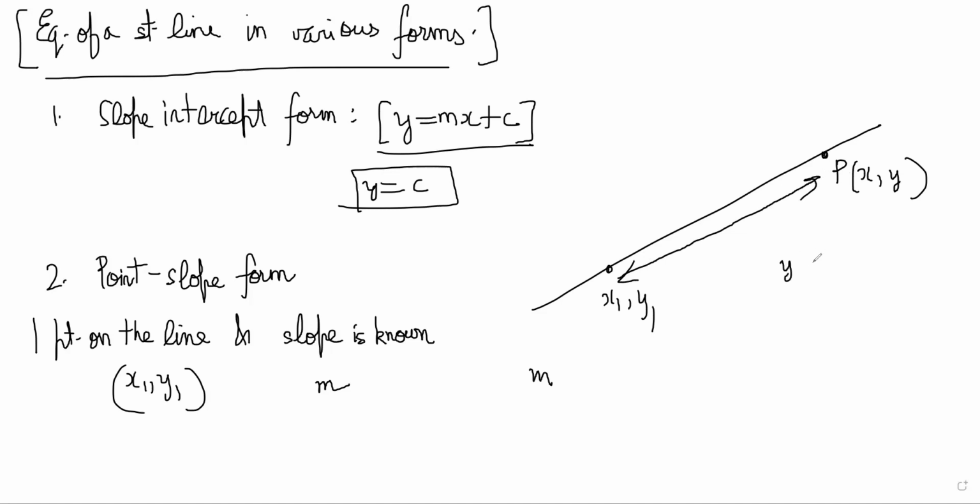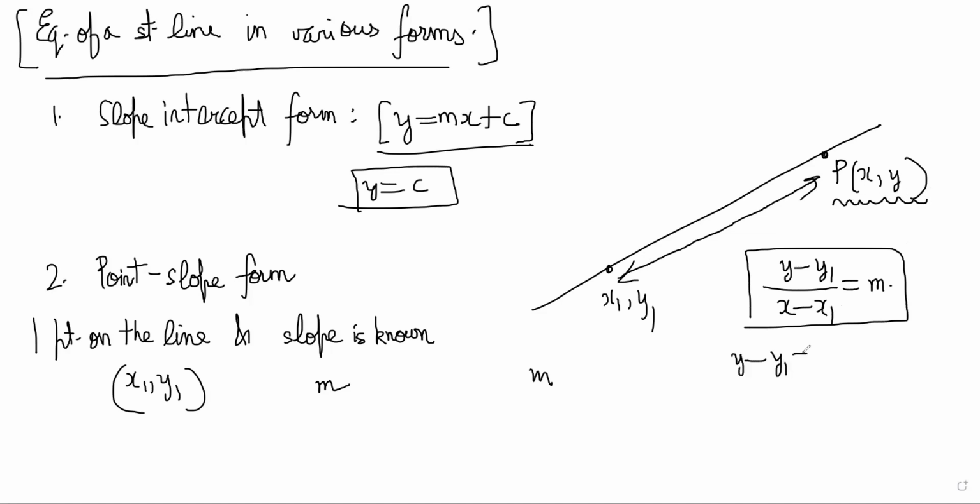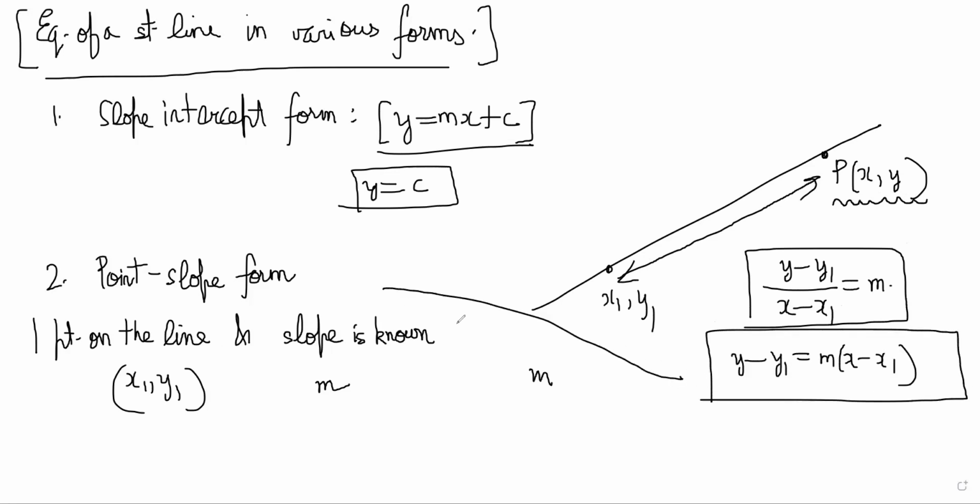So we can say (y minus y1) by (x minus x1) is equal to m, right? Because this is an arbitrary point on the line. We will find y minus y1 is equal to m times (x minus x1). And that is the point slope form equation.